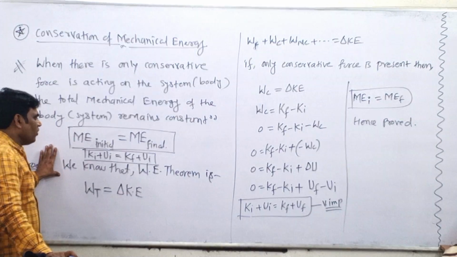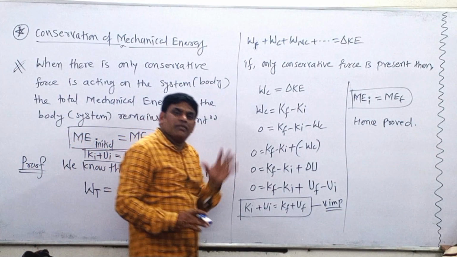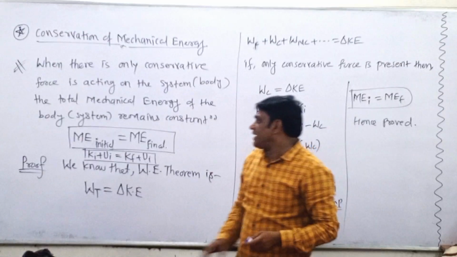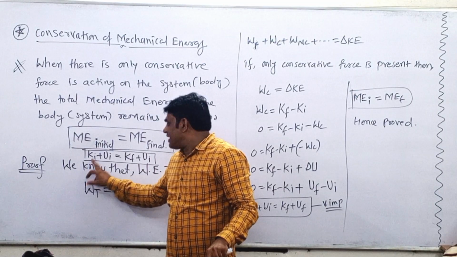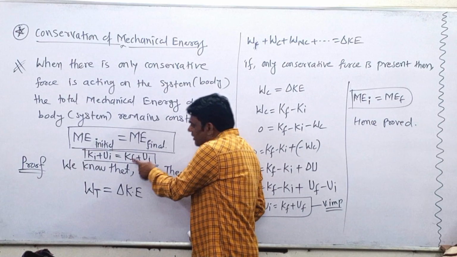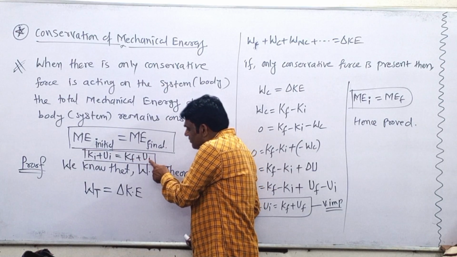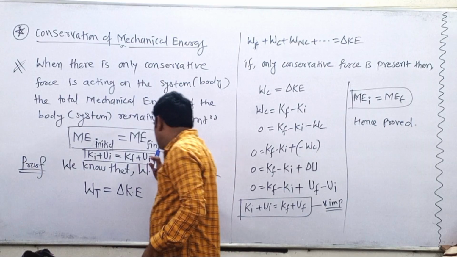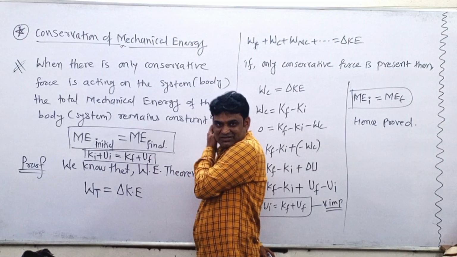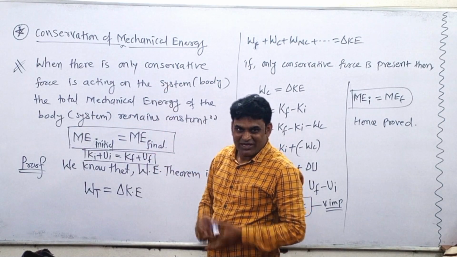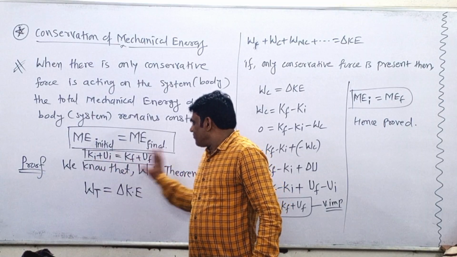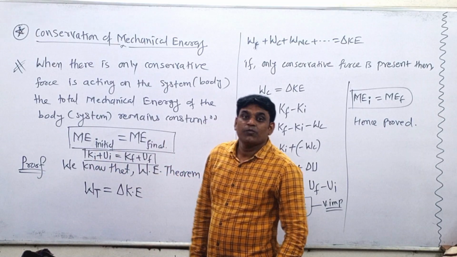Okay. Now, what is the mechanical energy? Mechanical energy is the addition of potential energy plus kinetic energy. So what can we write? Kinetic energy initial plus potential energy initial, this is the initial mechanical energy. Kinetic energy final plus potential energy final is what? Final mechanical energy. Correct? Mechanical energy is the addition of kinetic energy plus potential energy, initial and final. Okay, so let us prove this.